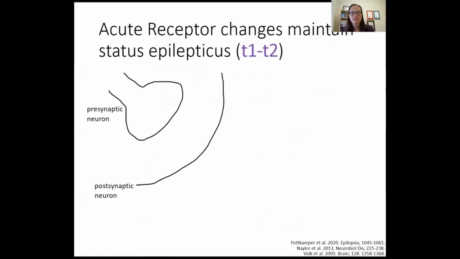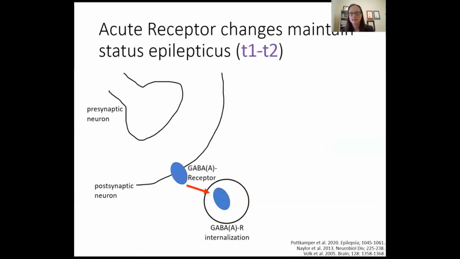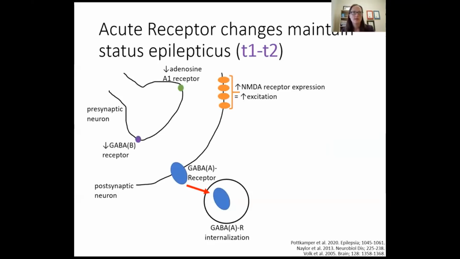During the early period of status epilepticus, there are acute receptor changes that occur, and this usually happens between T1 and T2. GABA A receptors are internalized into the cell, making it harder for benzodiazepines to work. NMDA receptor expression is increased in the postsynaptic neuron. Adenosine or A1 receptors are reduced, as well as GABA B receptors, and AMPA receptors have loss of the GLU-A2 subunit, and this results in calcium accumulation and potentially neuronal cell death.